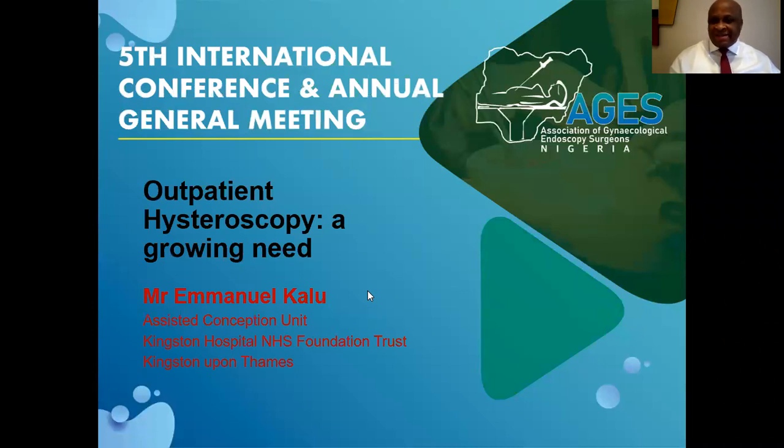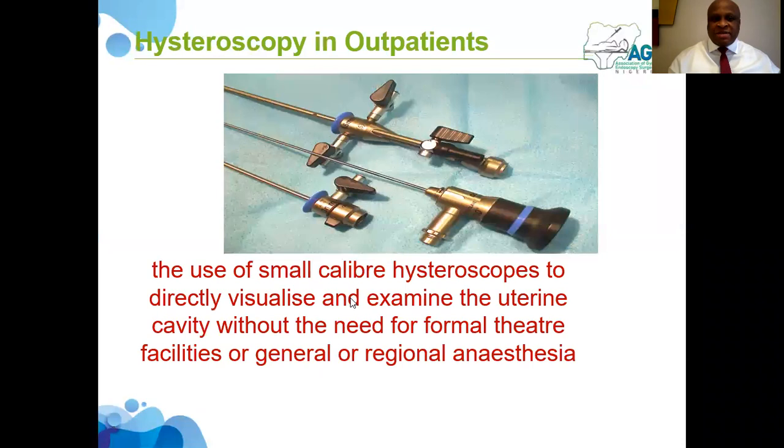Hysteroscopy in the outpatient setting is a natural progression of a procedure that we've all been performing in the main operating theater under general anesthetic for several years. To move this procedure to the outpatient setting is a no-brainer because there are obvious advantages. The nomenclature depends on where you practice. In the United Kingdom, it is generally referred to as outpatient hysteroscopy. In other parts of the world, it is referred to as office hysteroscopy or ambulatory hysteroscopy.